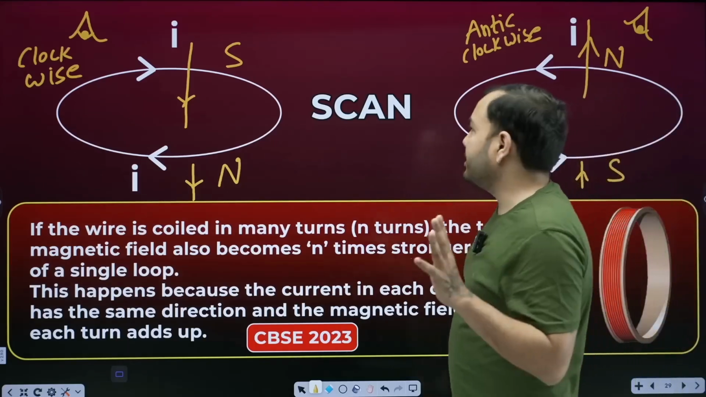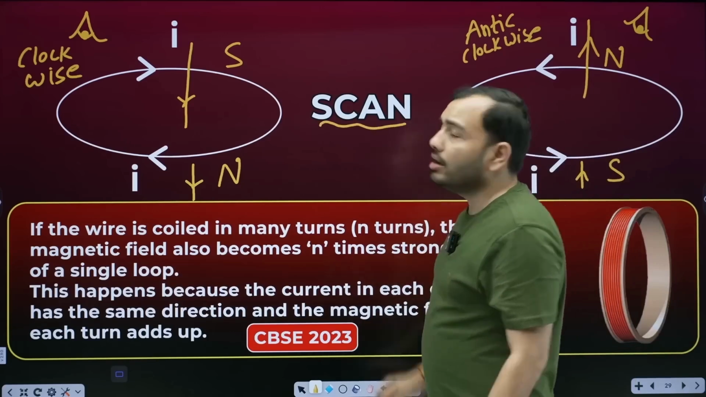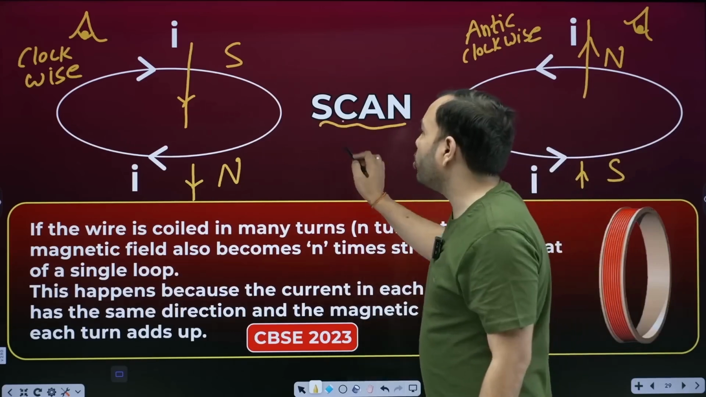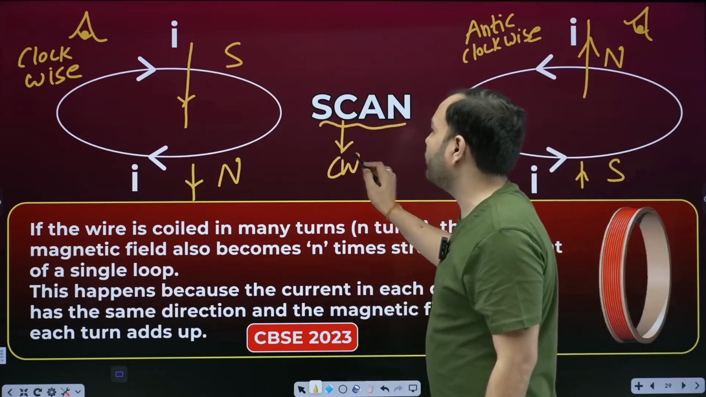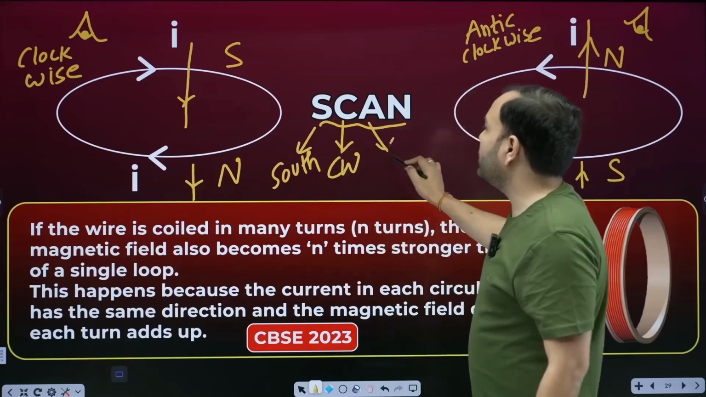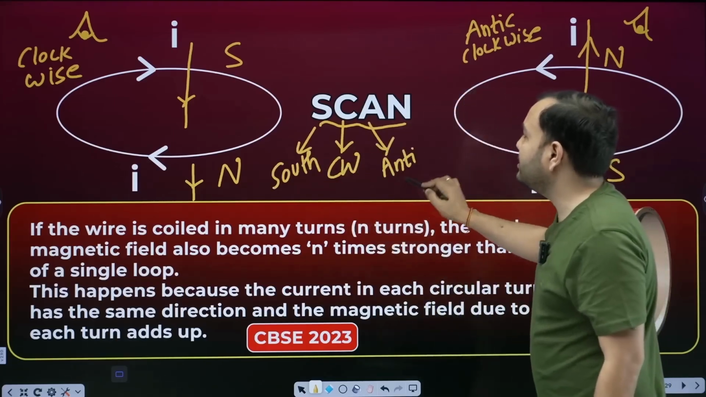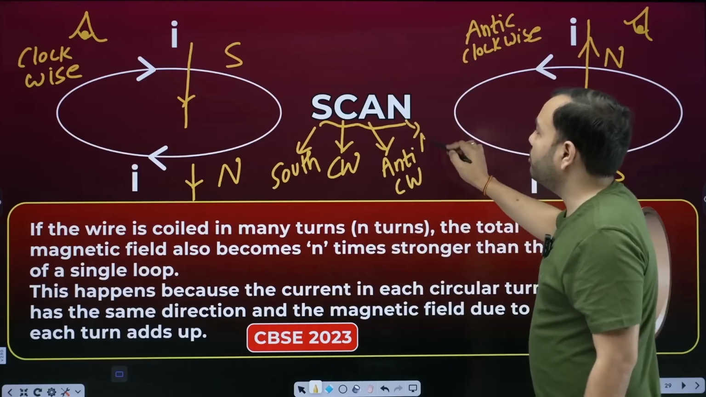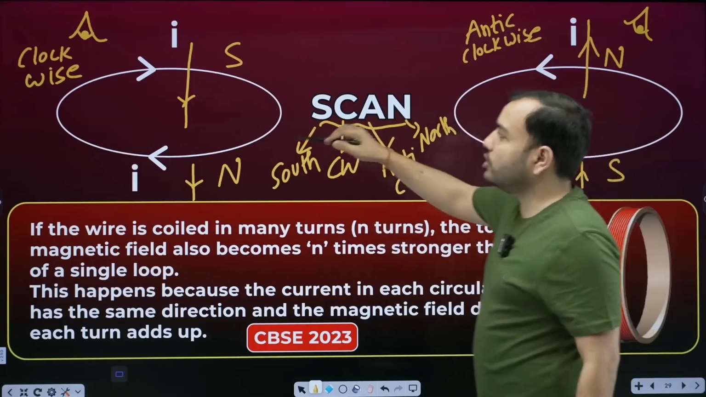Now remember the trick to remember this. Scan. What? The side where you see the current as clockwise, C means clockwise, there will form your south pole. The side from where you see the current as anti-clockwise, there will form the north pole. Finished. Simple.